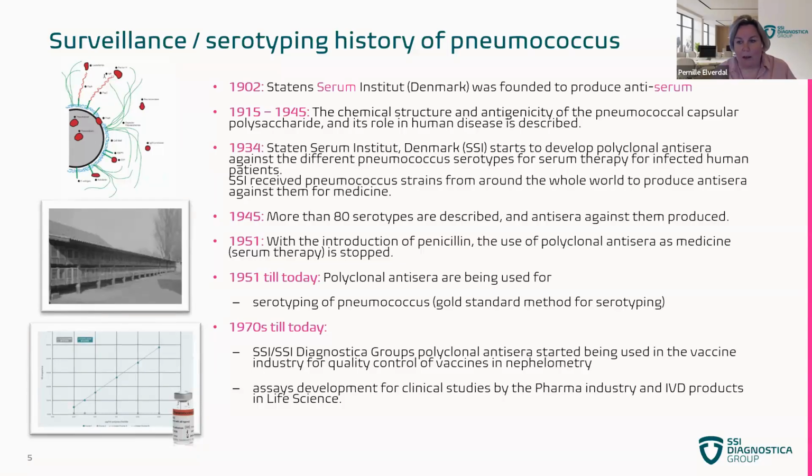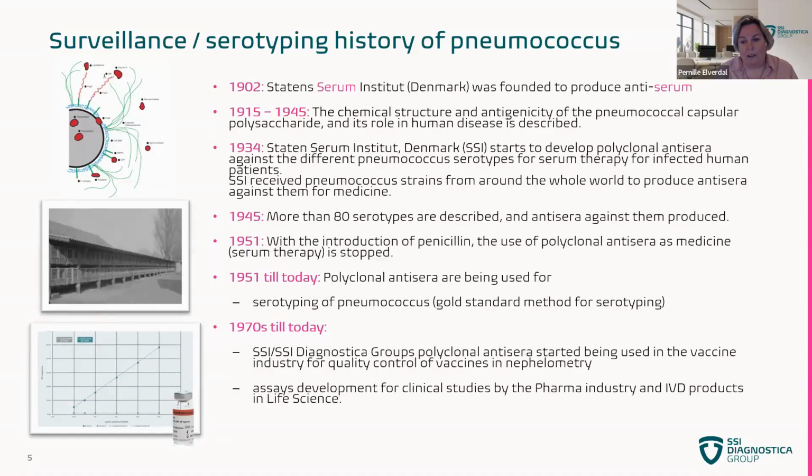In 1951, penicillin was introduced, and that made a shift in the treatment of patients. Now you had an antibiotic which could be used for the treatment. So that left the monoclonal antisera to be stopped as a serum therapy. But people still needed to look at the surveillance. They were still interested in seeing which serotypes were out there, so the antisera were still being used for serotyping of pneumococcus, and it's also considered the gold standard method today within serotyping of pneumococcus bacteria.